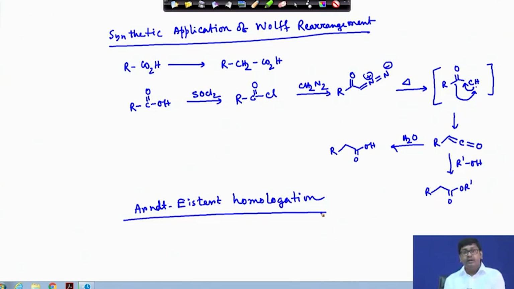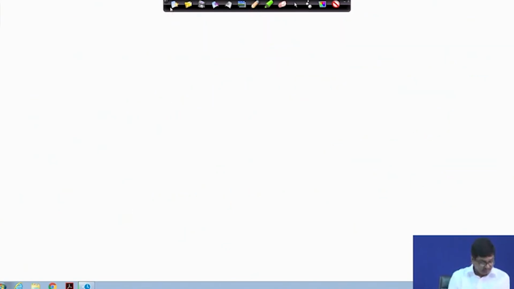Fine. So, in this way we can simply take one carboxylic acid and increase it by 1 carbon to get the corresponding carboxylic acid or the corresponding ester. We will now see one of the applications of this Arndt-Eistert synthesis: synthesis of grandisol. What is this grandisol?